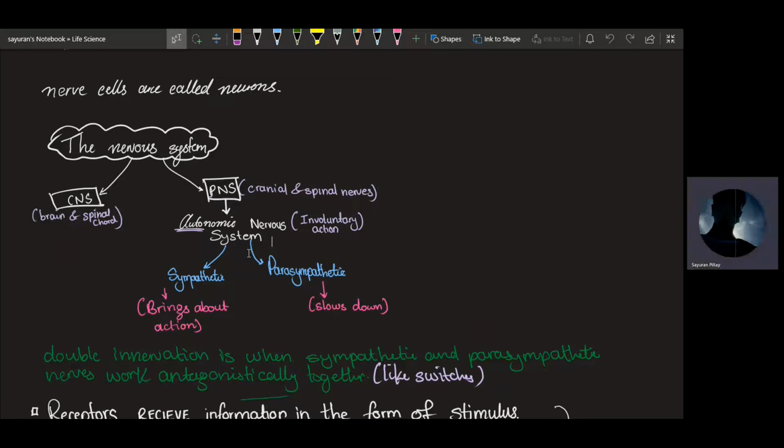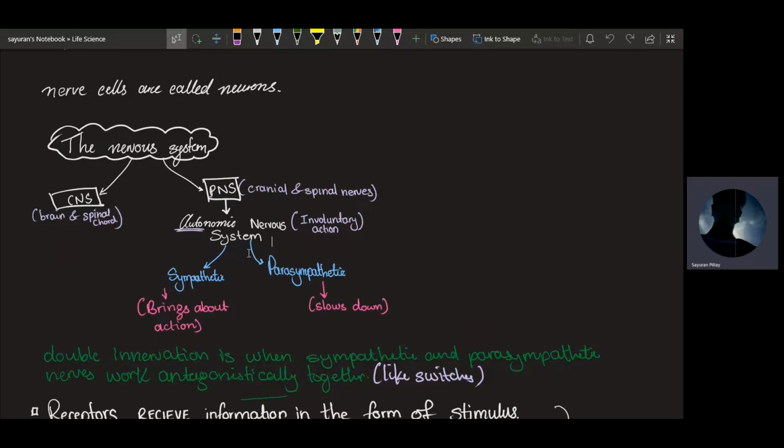Just stop beating as fast. The nerves that cause you to breathe faster are different from the nerves that make you breathe slower. This difference is attributed to the words sympathetic and parasympathetic. Sympathetic means it brings about the action, so it's starting the action. I like to think S for sympathetic, S for starting. So it starts it, makes it go faster.